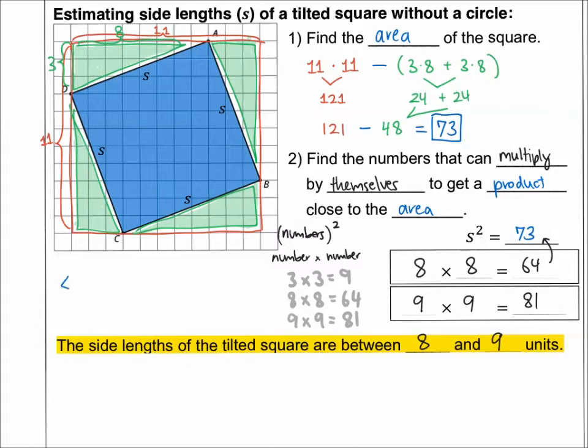It may help to picture these areas as being on a number line. So an area of 64, an area of 73, an area of 81, and then the side lengths that could multiply to make those areas. To make 64, you'd have to have the side lengths 8 times 8. To make the area 81, you'd have to have side lengths 9 times 9. So that would mean in order to get 73, an area between 64 and 81, you'd have to have a number that's between 8 and 9 in size.